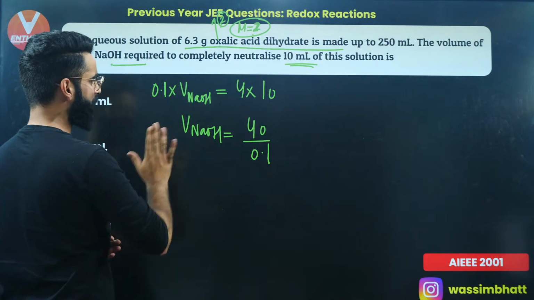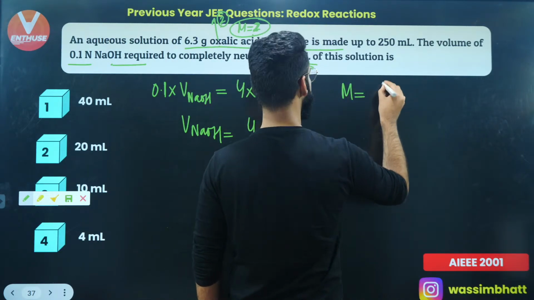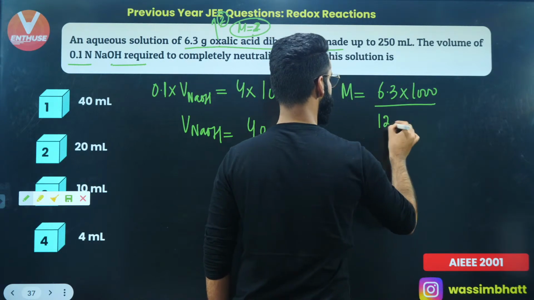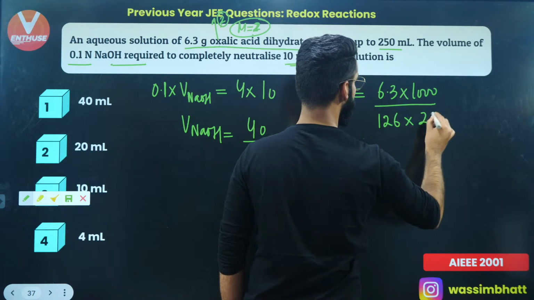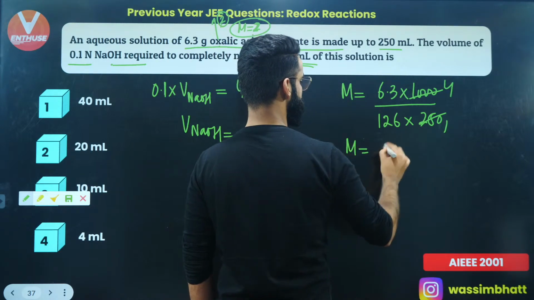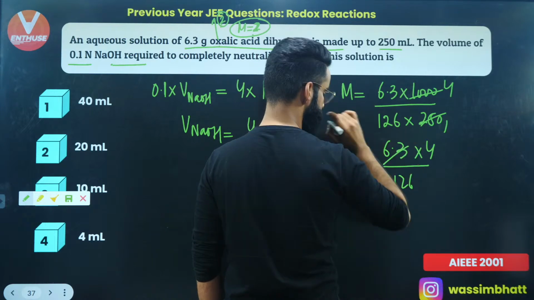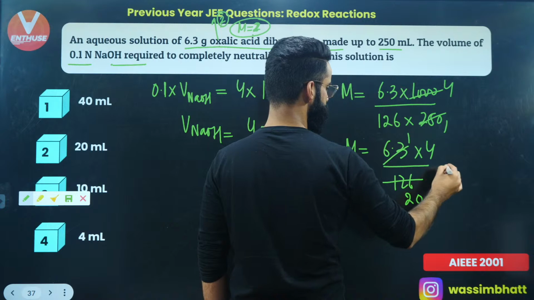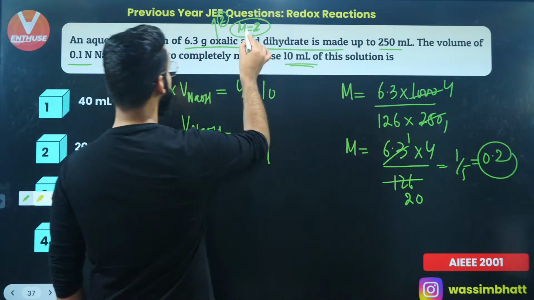Let me once again calculate the molarity of oxalic acid solution. Molarity of oxalic acid solution is equal to mass of oxalic acid multiplied by 1000 divided by molar mass of oxalic acid, which is 126, multiplied by volume of solution in ml, which was 250. So this is 1, this is 4. Absolutely, we are right. So this is 6.3 multiplied by 4 divided by 126. This is 1, this is 20, so this is 1 by 5 basically. 1 by 5 means 0.2. So it's not 2, basically it is 0.2.